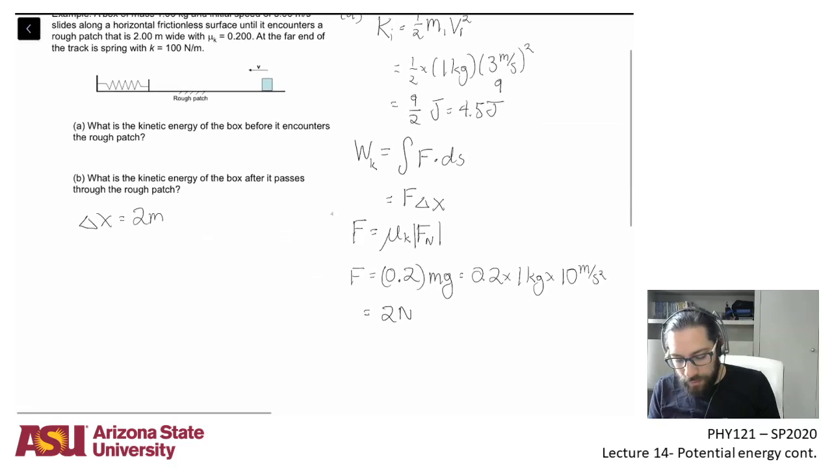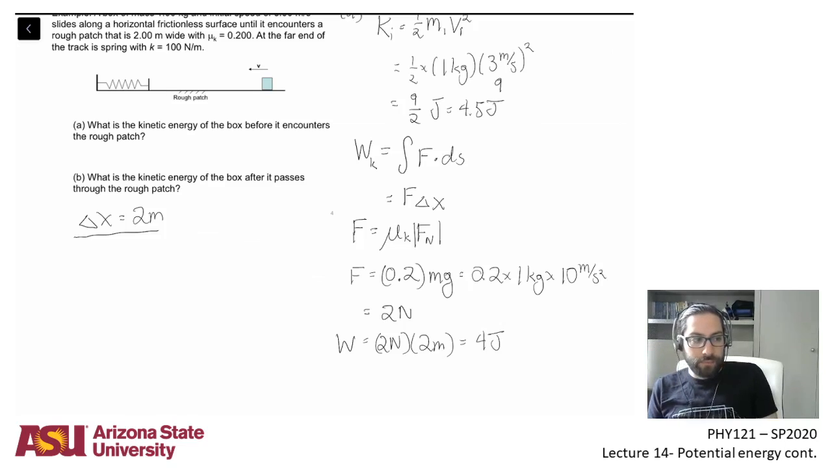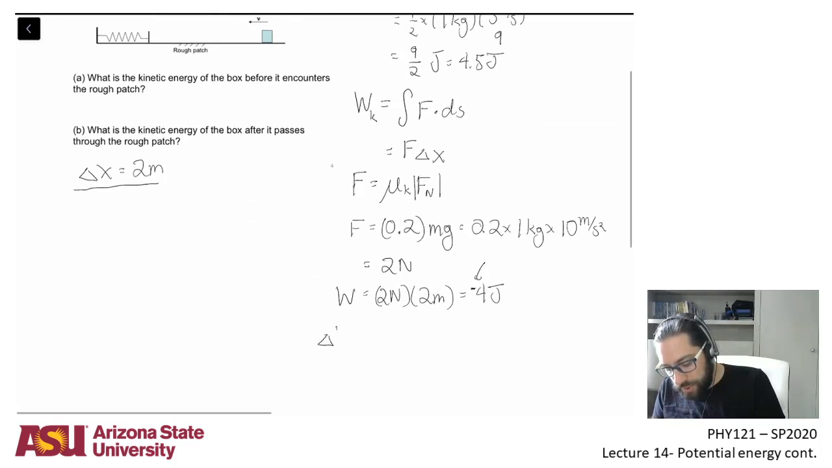Okay, and then, so the work done is 2 newtons times 2 meters is 4 joules. Okay, so now we can calculate the final kinetic energy. Should point out actually the work done is minus 4 joules. So this negative sign matters because the change in kinetic energy is equal to the work done.